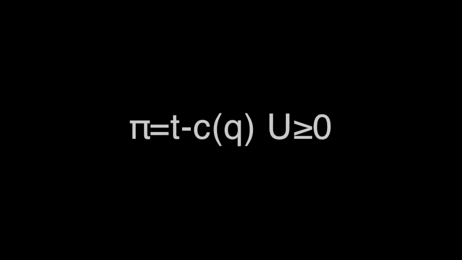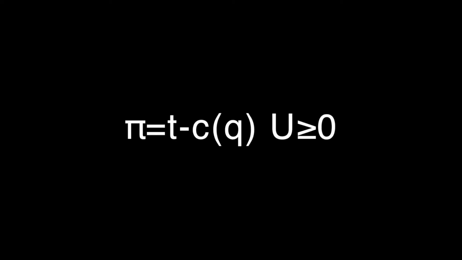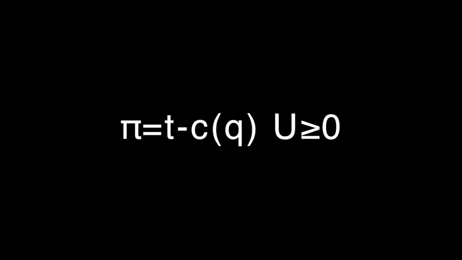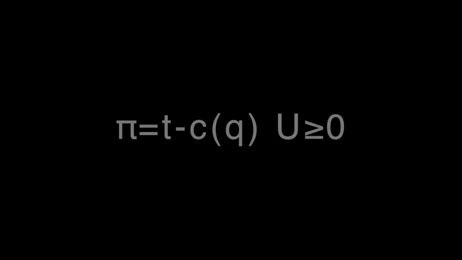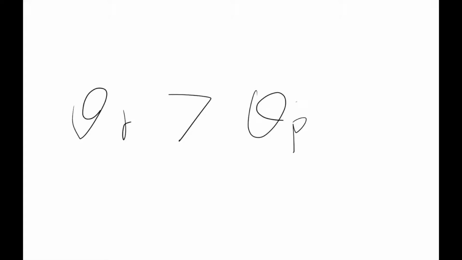As a monopoly, Indian Railway aims to maximize its profit, pi equals t minus c, in terms of q, and make sure the utility is equal to or greater than 0. For the two groups of consumers, the rich have a marginal utility theta r, and the poor have a marginal utility of theta p. Theta r is greater than theta p, which means the rich have a steeper indifference curve than the poor.